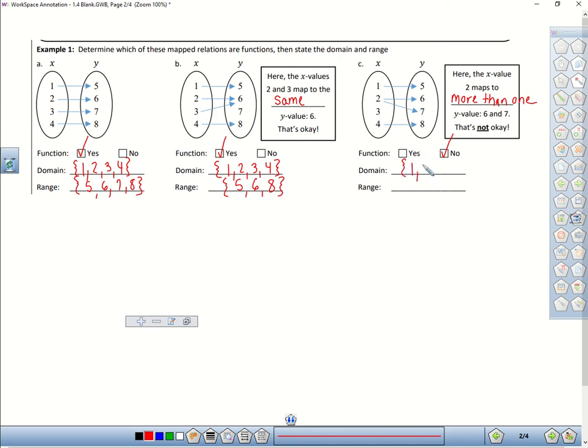So the domain here is 1, 2, and 4 because we didn't use the 3. And the range is 5, 6, 7, 8. Let's move on.